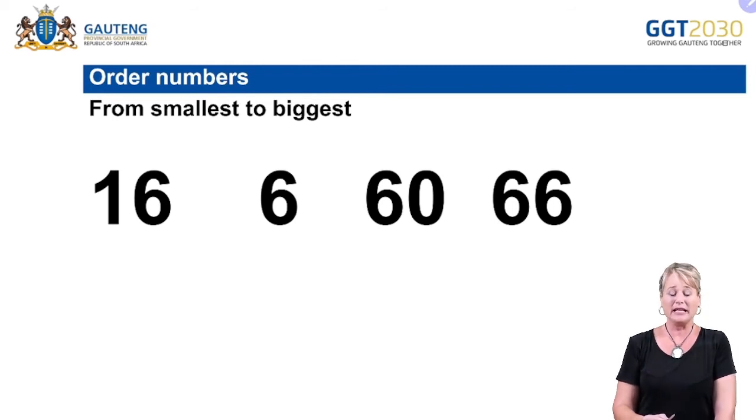And we have to look really carefully because those numbers have all got 6s in them. But we have to see what the number is. So let's read them together. The first one is 16, then 6, then 60, and then 66. So to go from the smallest one, we're going to start with 6. Then the next one is 16, that's 10 more. Now which one is bigger between 60 and 66? It is 66. It's 6 more than 60.